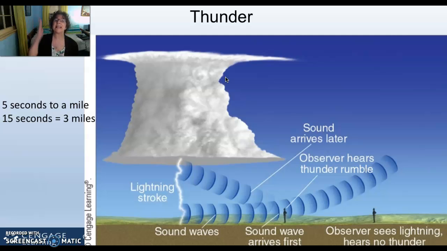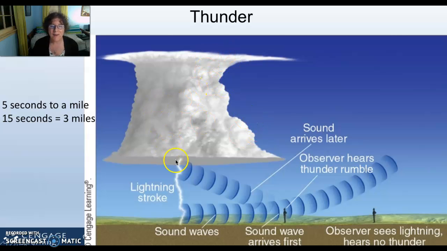You can hear a clap of thunder. You can hear rumbling thunder. You might see the lightning and hear no thunder at all. So let's talk about those 3 different types. I can show you on here rumbling thunder.